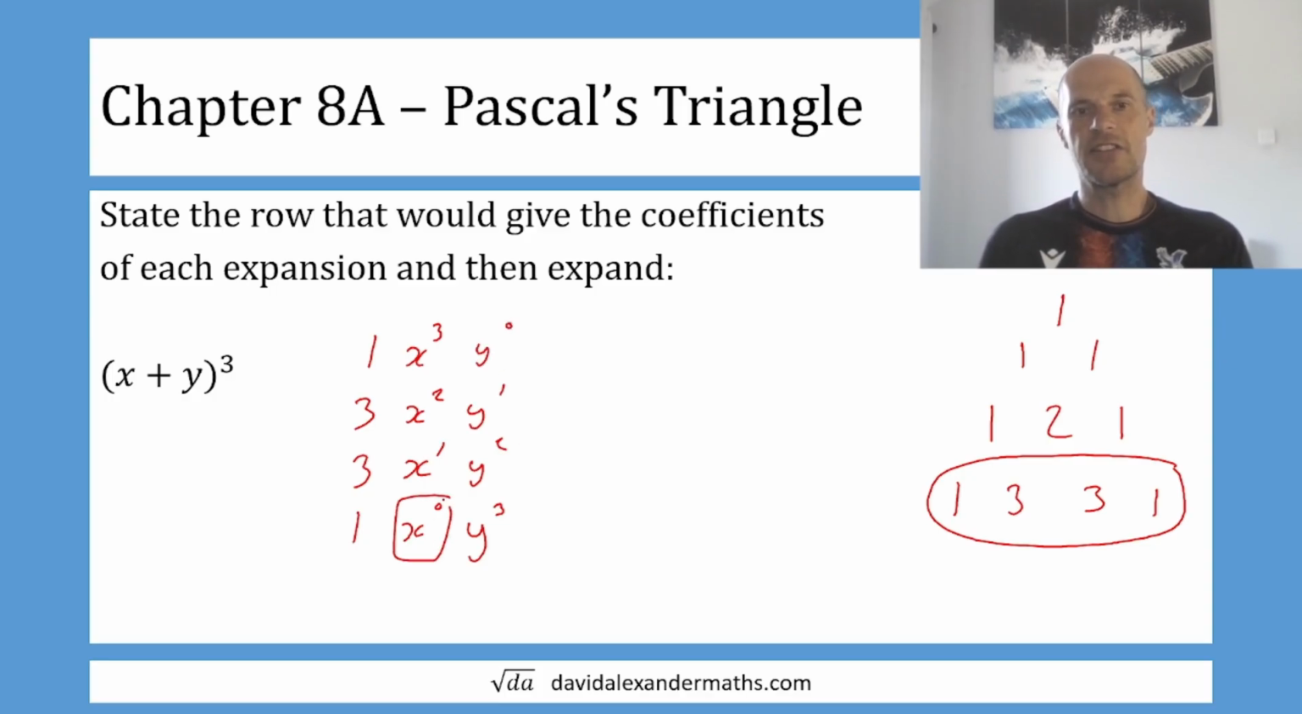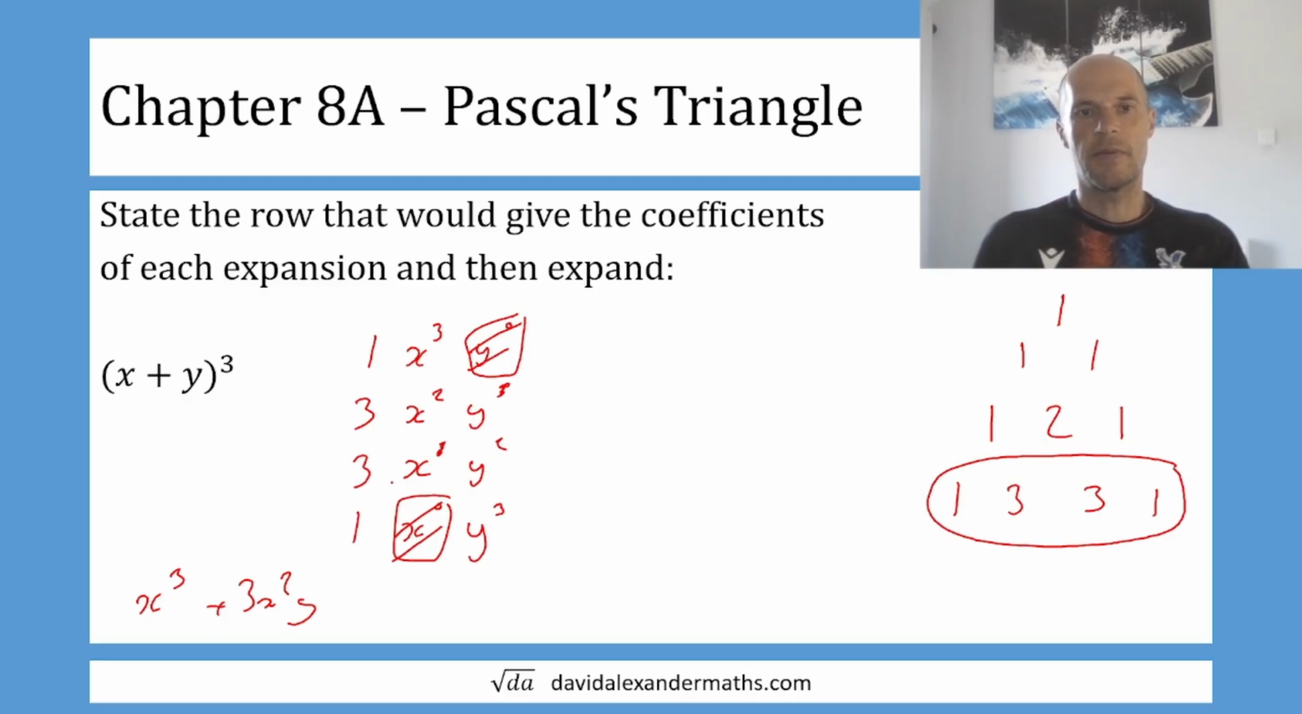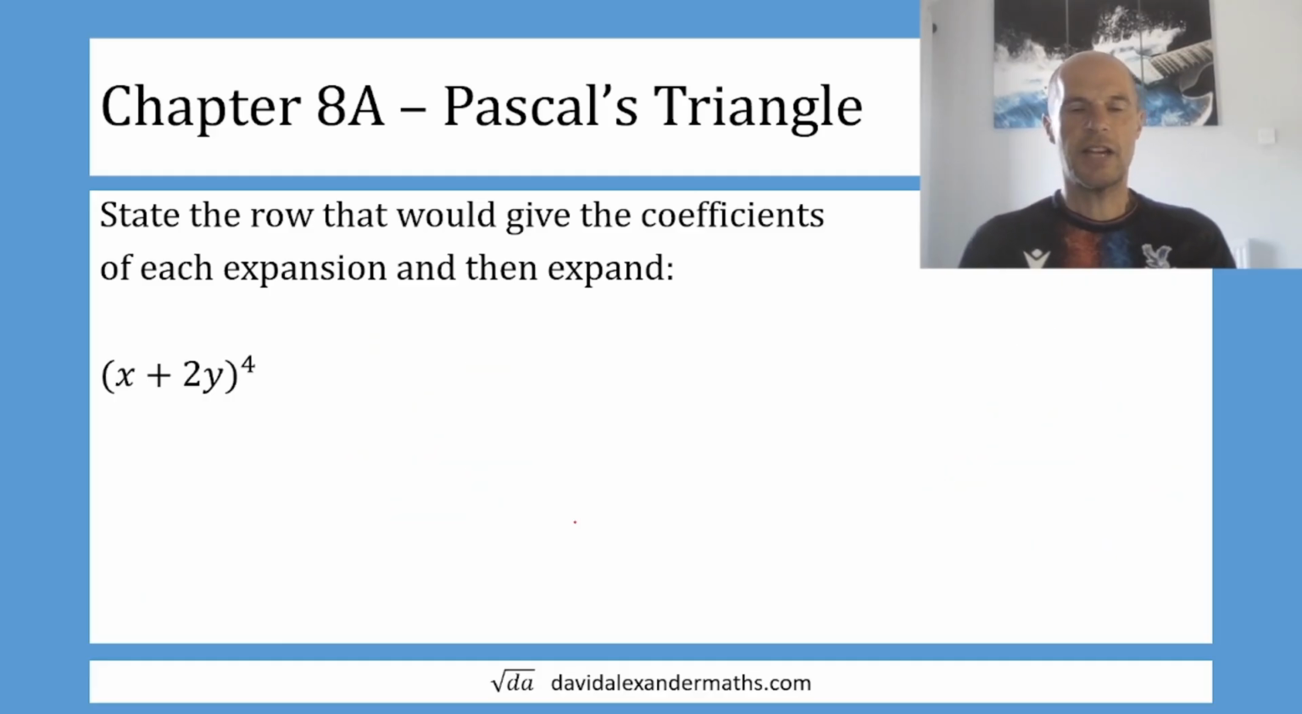Now anything to the power of 0 is just 1, so we can just forget these. In fact, I wouldn't normally even bother writing them in when I do my expansion like this. And of course, anything to the power of 1, we can just get rid of that 1 there. So what we end up with is 1x cubed, in other words, x cubed, plus 3x squared y. And from this third bit, we've got 3x y squared, and then 1y cubed. There we go.